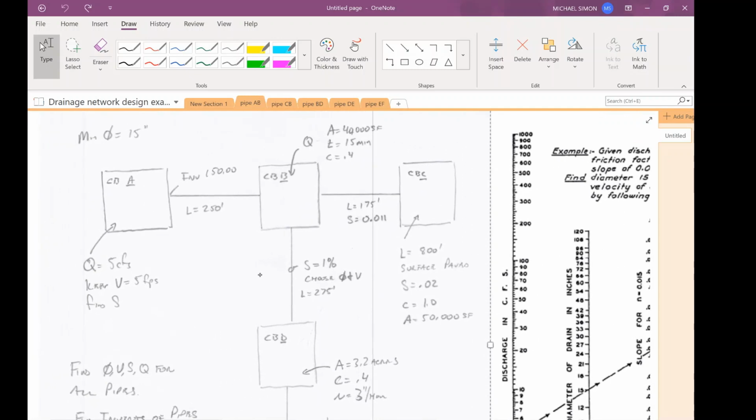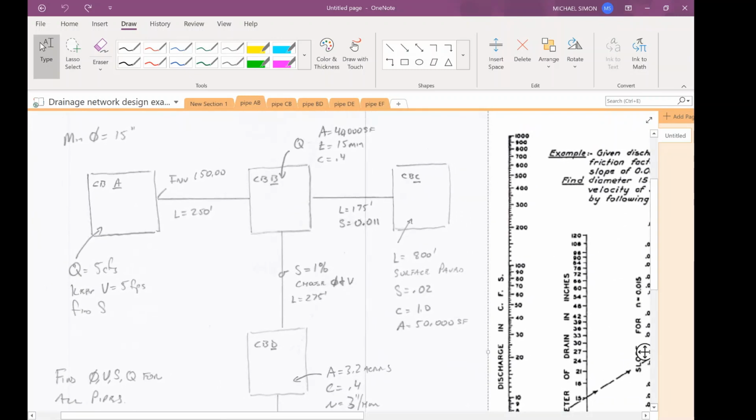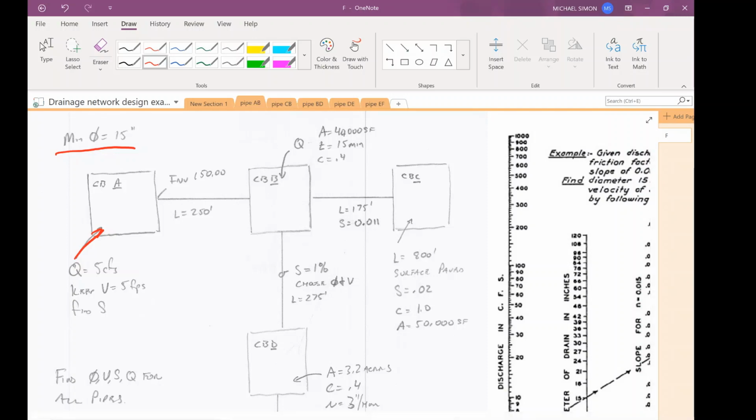We're going to solve these on the nomograph first, and then we'll solve it by hand as well. So going into A, we say that we have a Q equal to 5 cubic feet per second. We want to keep the velocity around 5 feet per second. Let's pick the slope of the pipe. Now, the only constraint we have on the pipe size is a 15-inch diameter. Why not anything smaller? Exactly, the dead cat rule. We don't want to go to 12 inches because if some animal dies inside of here and swells up, it's going to clog our pipe.